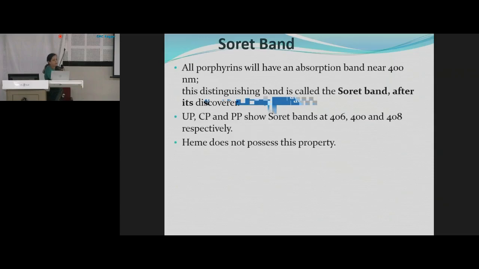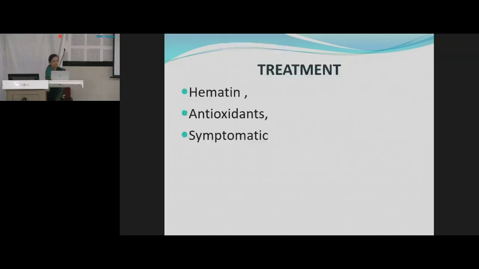Also, presence of Soret band. All porphyrins will have an absorption band near 400 nm, and this distinguishing band is called the Soret band. That is, uroporphyrin, coproporphyrin and protoporphyrin have bands at 406, 400 and 408 nm respectively. So, these bands will be present in case of porphyrias.